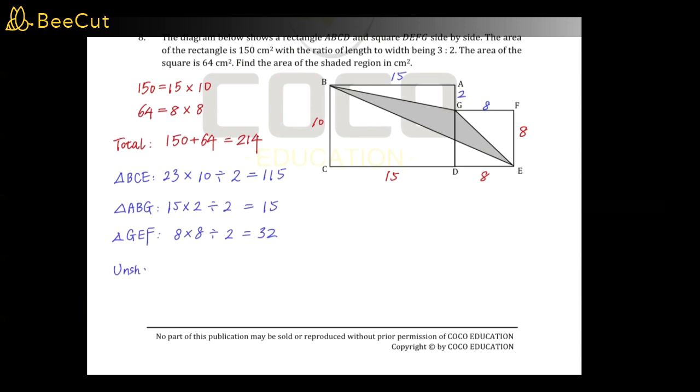So we can find the sum of the unshaded. 115 plus 15 plus 32 equals 162. So the last step, we check the area of the shaded. We use the total, 214 minus the unshaded, equals 52.